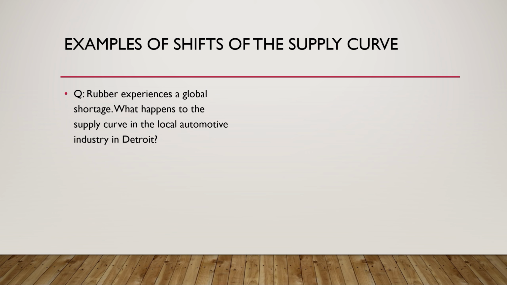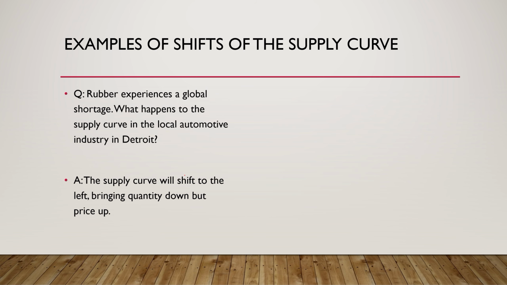Taking a look at another example, rubber experiences a global shortage. What happens to the supply curve in the local automotive industry in Detroit? The automotive industry sees a change in supply of an important material used in car manufacturing. As a result, either the automotive industry sees an increase in price for rubber, but with the same supply, or an overall decrease in the supply of rubber with no price change. Both of these scenarios have a negative impact on production. There is not enough materials to produce the same amount of units as before, or there is an increase in price of the overall product due to a price change. As such, the demand curve will shift to the left, bringing quantity down but price up.